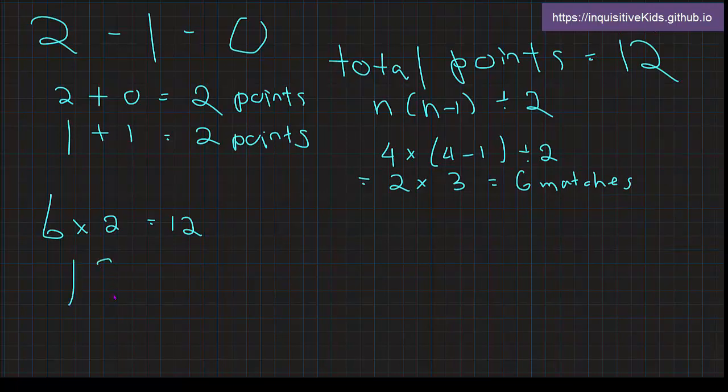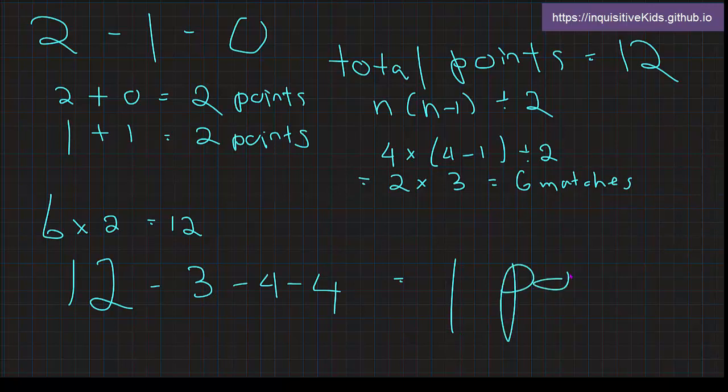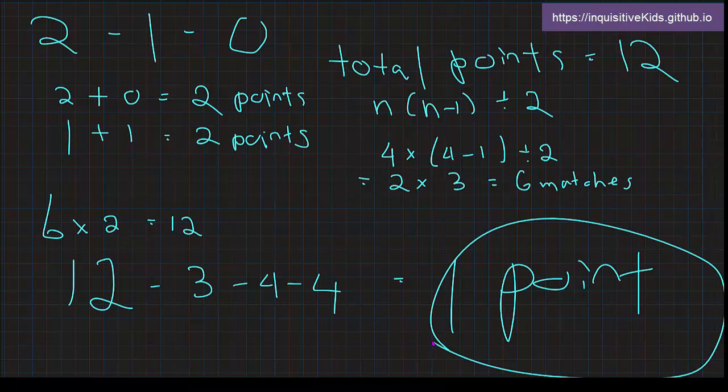And how do we find the number of points that student D has? Remember, we already have the number of points that students A, B, and C have. And that would be minus 3, minus 4, minus 4. And that's just easy subtraction. So that would be 12 minus 3, 9, 9 minus 4, 5, 5 minus 4, 1. So we only have 1 point for D, and that's also our final answer.